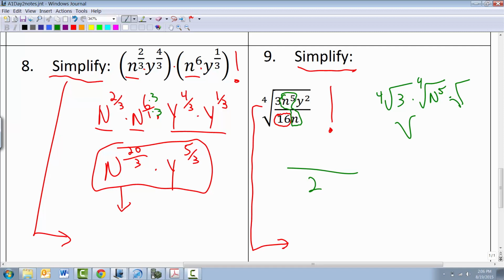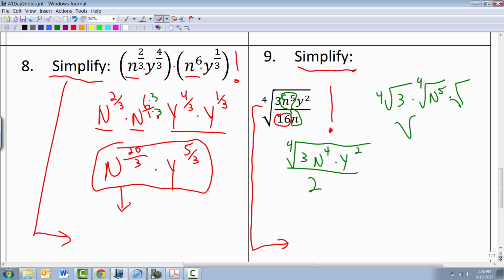So the fourth root of 16 is 2, and then n to the 5th over n is n to the 4th up in the top. But I didn't do anything with the radical yet. So this is still the fourth root of. All I did was simplify this. This turns into a 1 on the bottom, and the fourth root of 1 is 1 anyway. So this is just 2 times 1. That's why the n just disappears.